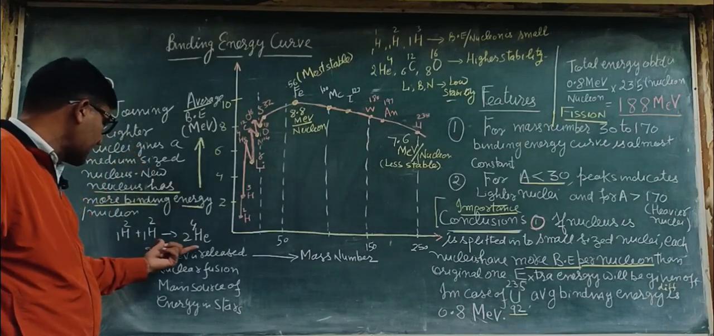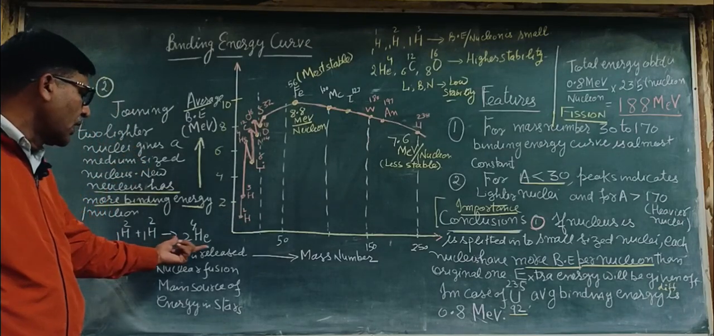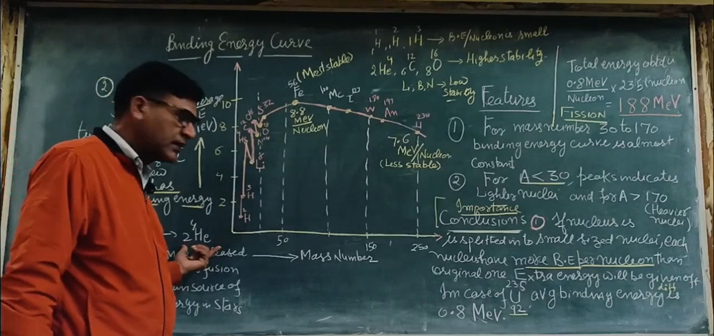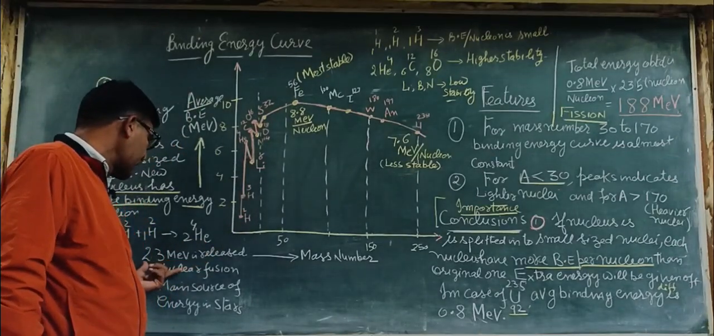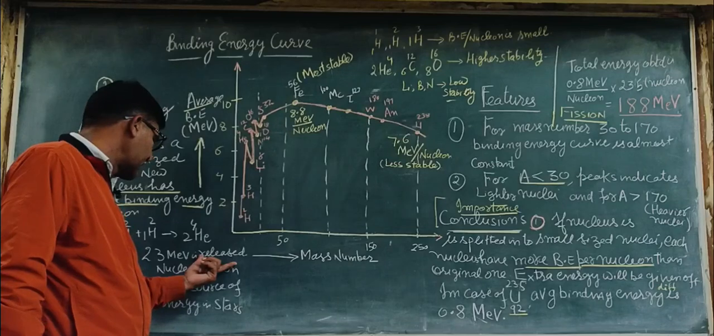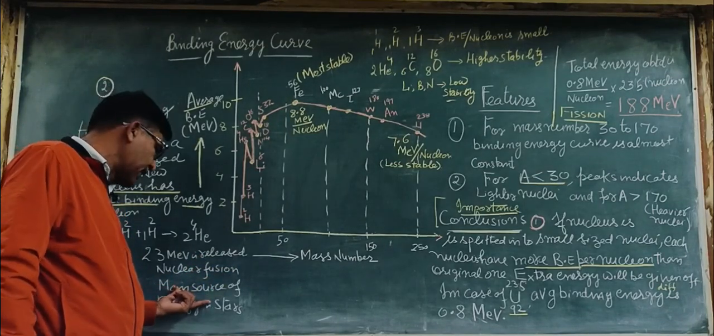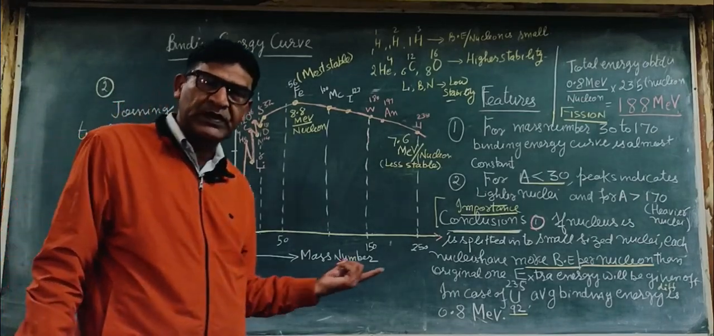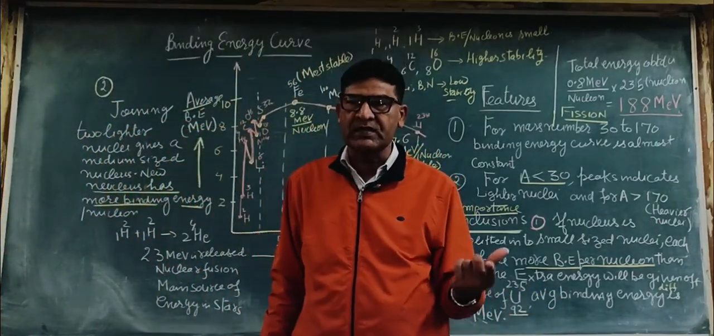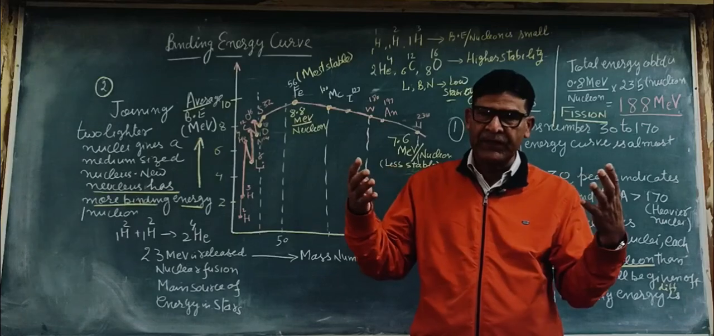So in this process 1H2 plus 1H2, ultimately you will get the 2He4 and 23 MeV energy is released. This is the possible reason of the nuclear fusion and the main source of the energy of the stars. We are getting energy from the stars by thermonuclear reactions.